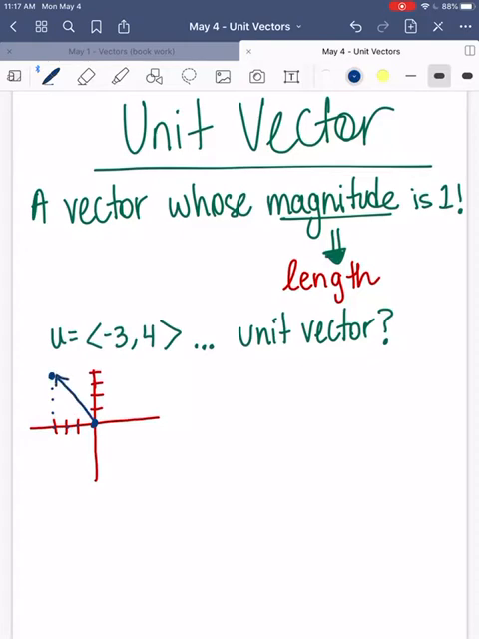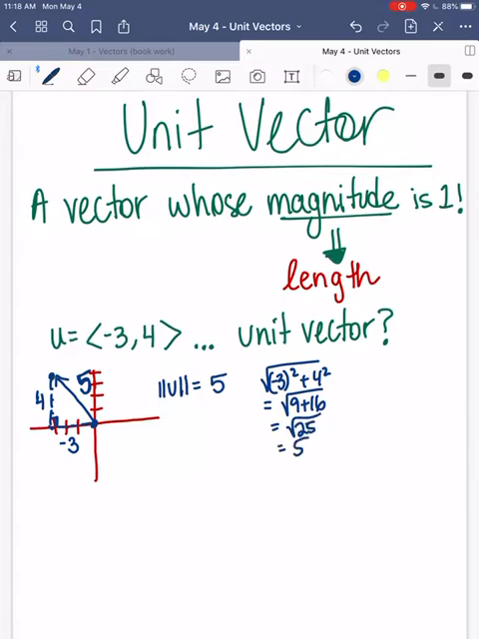Okay, so does it have a magnitude of 1? The answer is no. I hope pretty quickly you can see if we were to draw our right triangle like this, this would be -3, this would be 4, and then I hope you can tell this is a 3, 4, 5 triangle. So the magnitude of this vector u is 5. And that's if you want to do the Pythagorean theorem. It looks like this. Okay, so there's our magnitude.